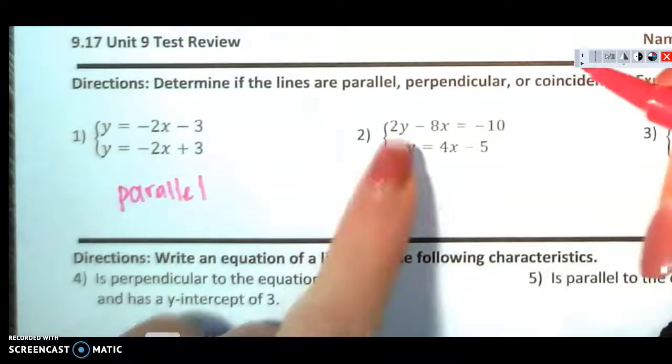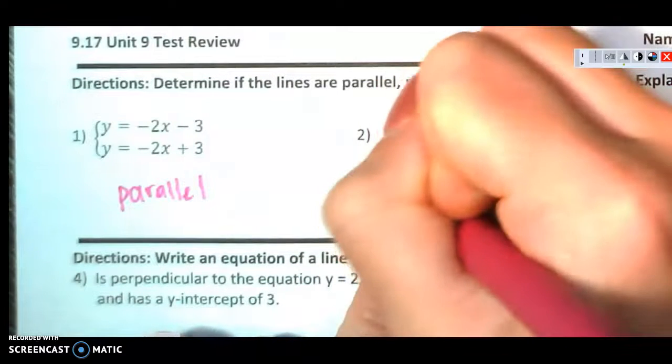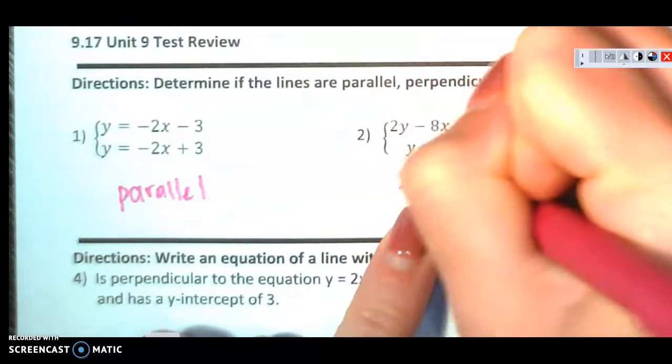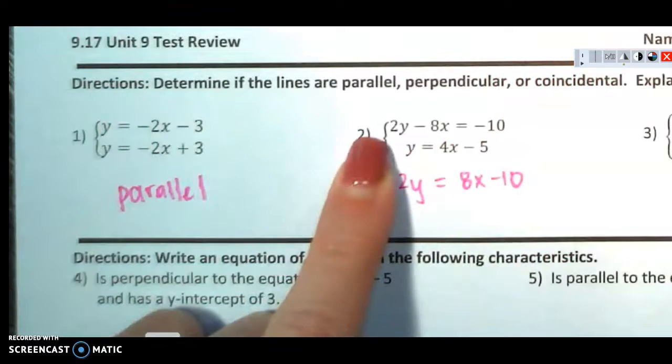decision. Okay, so I'm going to add the 8x to the other side, and then I'm going to divide by 2.